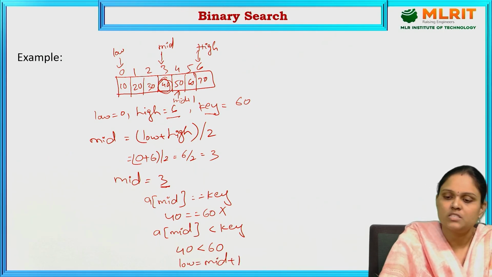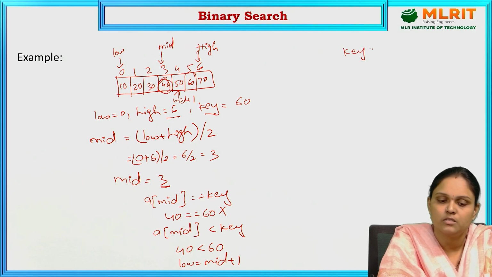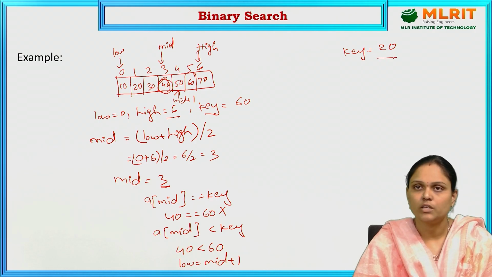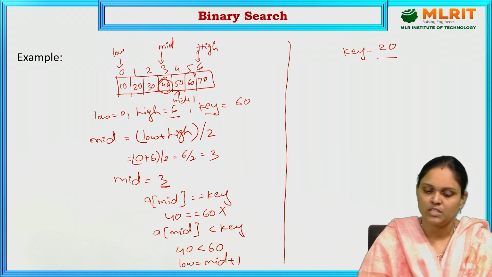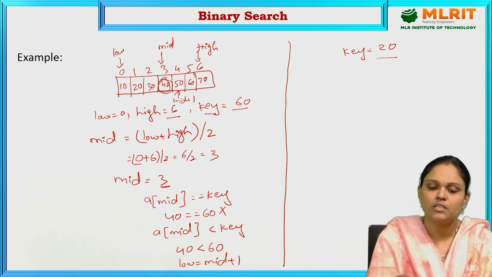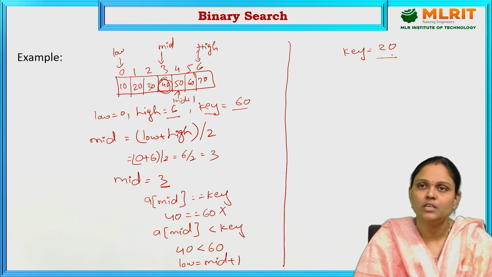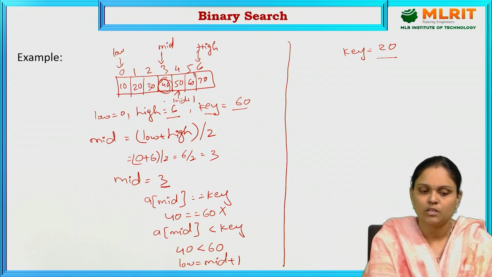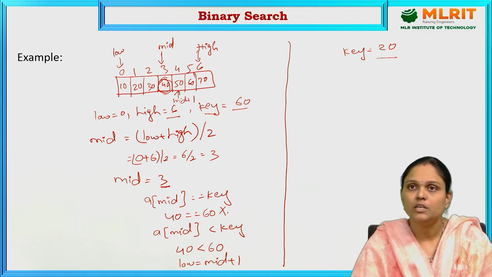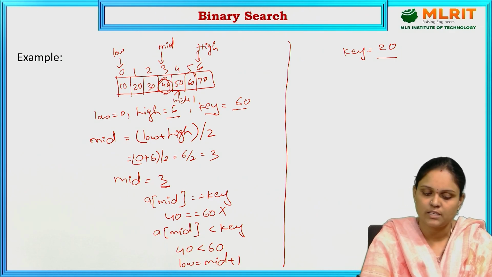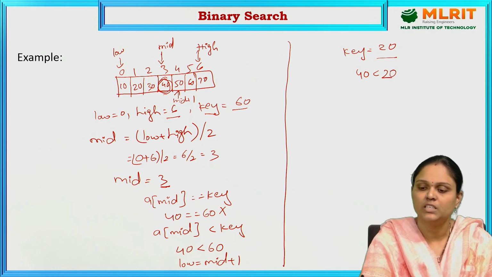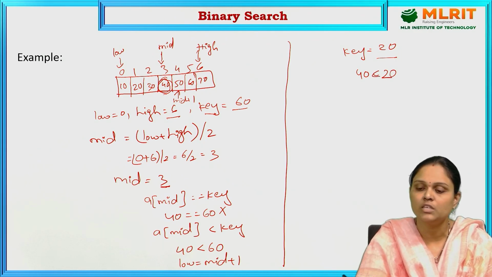Suppose in the second example we are searching with key equals 20. This is one example and this is another example. In the first example we took key as 60, but in the next example we are taking key as 20. In the first check, A of mid, which is 40, double equals to 20? Here the condition is false. So we check the next condition, A of mid less than key, that is 40 less than 20. Here also the condition is false.